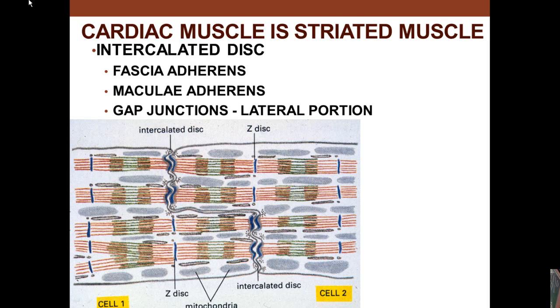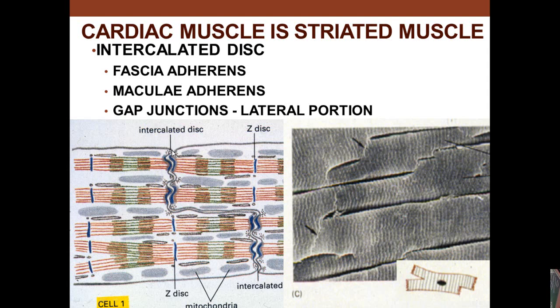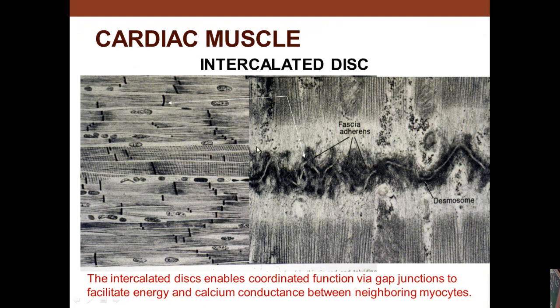The other type of muscle is cardiac muscle. Cardiac muscle is also striated, and it has individual cells that join each other. So you can see their branched cells, and they're joined at the intercalated disc. The intercalated disc has connections of intermediate filaments associated with junctional complexes, and right in through here on the lateral side, you will actually have gap junctions to facilitate things going through.